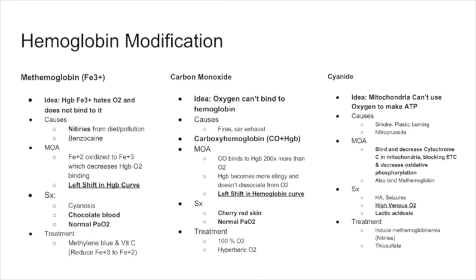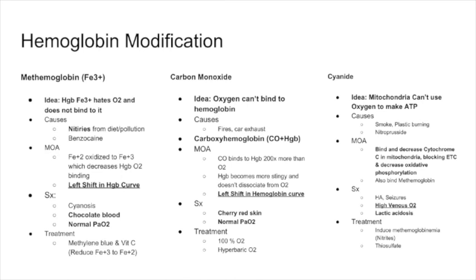Symptoms, as opposed to methemoglobin, in carbon monoxide you get cherry red skin. In methemoglobin, you get chocolate blood. You also have normal PaO2. The treatment for carbon monoxide toxicity is you give as much oxygen as possible, so you give 100% O2. You can also put a patient on hyperbaric O2.